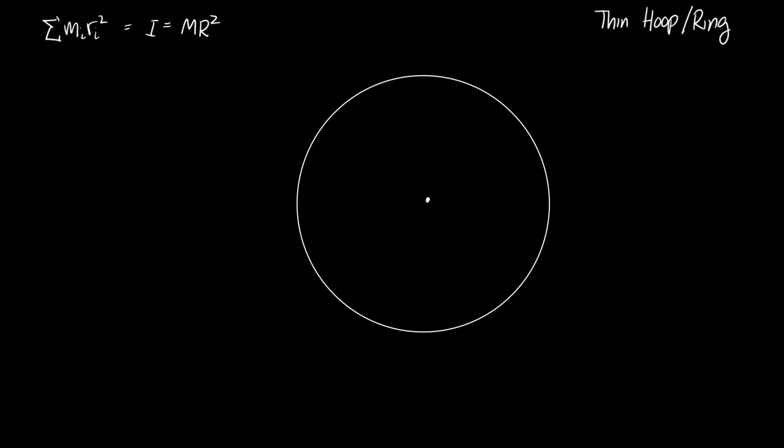Step 1, identify the axis of rotation. I've done so. I put a dot there. We're going to be spinning it something like that, about the axis of rotation. Step 2, identify a piece of the ring, a piece of the mass. I'm going to identify a small piece here.